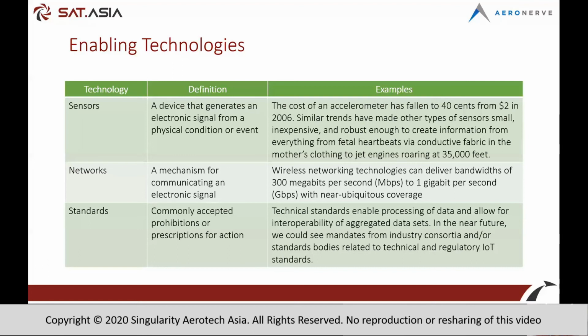Okay. So this is what it means. Technical standards enable processing of data and allow for interoperability of aggregated data sets. And we should see in the future from the industry consortium or even standard bodies, that they start to follow and produce certain standards that everyone will follow. At the moment, IoT is a very big thing, and its application is very, very broad. So we don't actually really have certain standards.